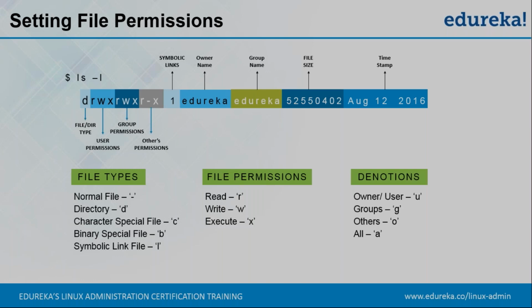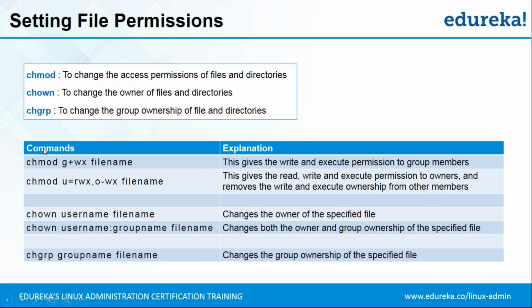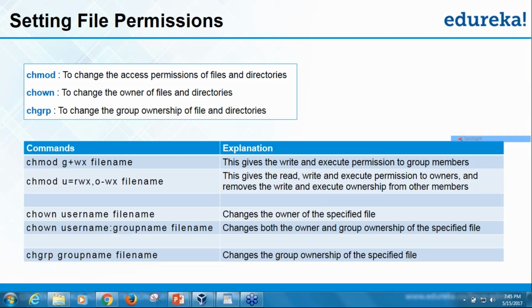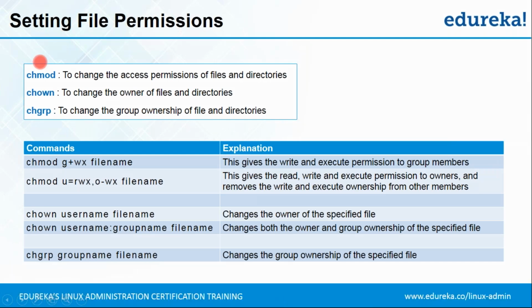Let me go on to the next slide, and here let's talk about setting file permissions. Right now the file permissions are what you saw on my terminal. But what if I want to change permissions? How will I execute that? That is done with the help of the chmod command, okay? Change mod is basically going to change the access permissions of files and directories. So that's what chmod is going to do.